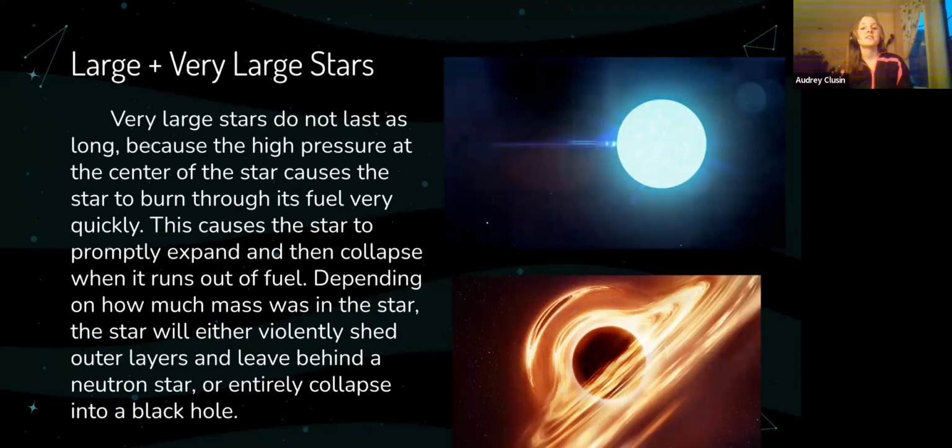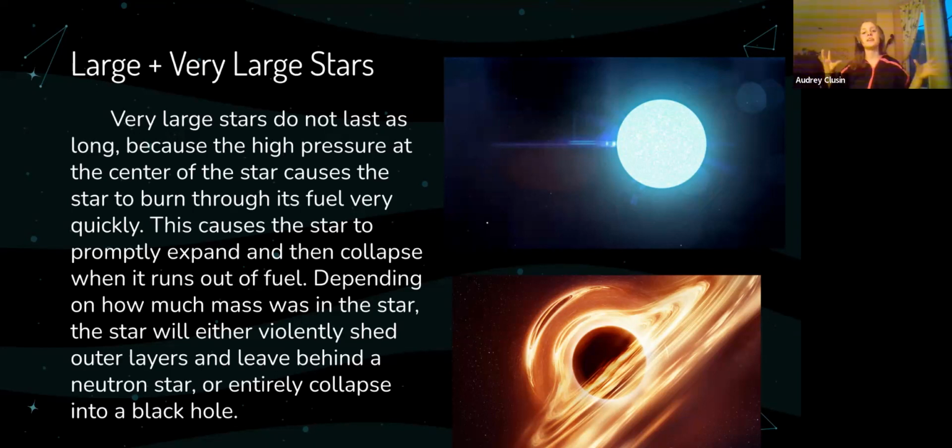So very large stars don't last as long because they have so much mass and they're exerting so much pressure on their core. So the center of the star burns really, really quickly, and the star will promptly expand and then collapse when it runs out of fuel. And this collapse makes it explode because it bounces back and explodes.